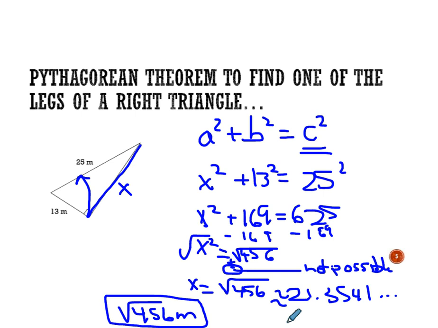If they ask you to round, you can round to the nearest 10th or the nearest 100th. So if you remember, the 10th is the first position after the decimal. So if they want you to round to the nearest 10th, you would get 21.4 meters. And if they ask you to round to the nearest 100th, you would get 21.35 meters. So those are options. Sometimes they will ask you to round.